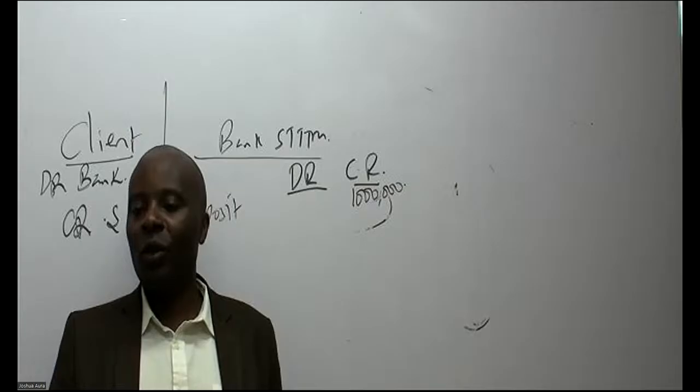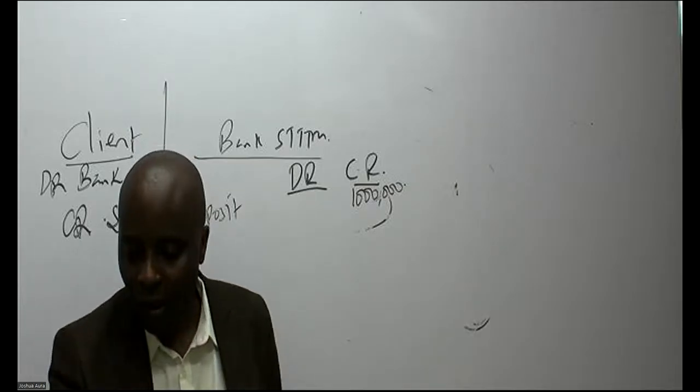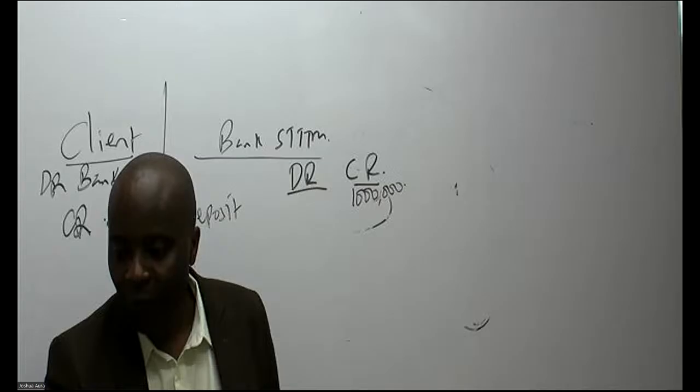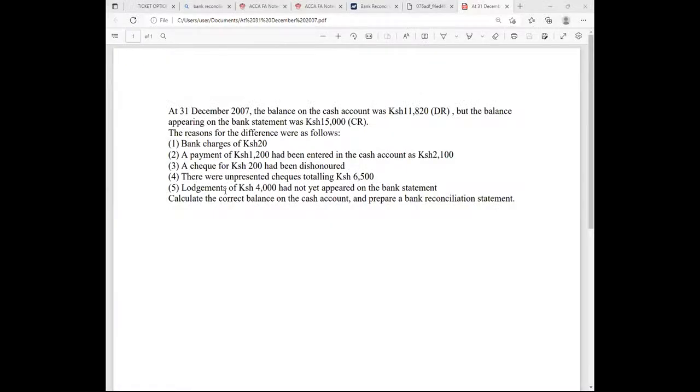Great. So then you will allow me to do one question here on the board. One question on the board. Very fast. It's just a simple question. And really, even at the workplace, bank reconciliations are never complicated. They are simple, very simple. So now we are told at 31st December 07, the balance on the cash account was Kenya shillings 11,820 debit.